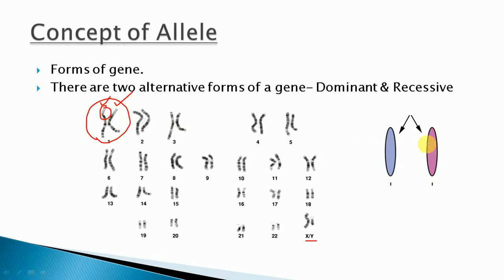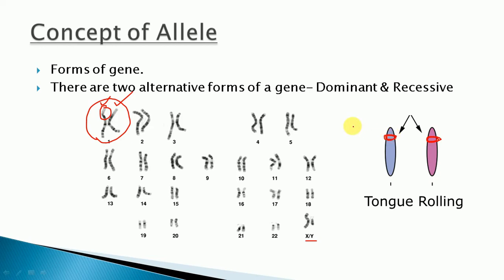Now if we consider a gene responsible for a character, let us take tongue rolling. Some people can roll their tongue into a tube, while some people cannot. The gene responsible for tongue rolling also exists in a pair. As we know there are two chromosomes, in the same way for a specific character the gene will also be in a pair. Each of those genes can be either dominant or recessive.